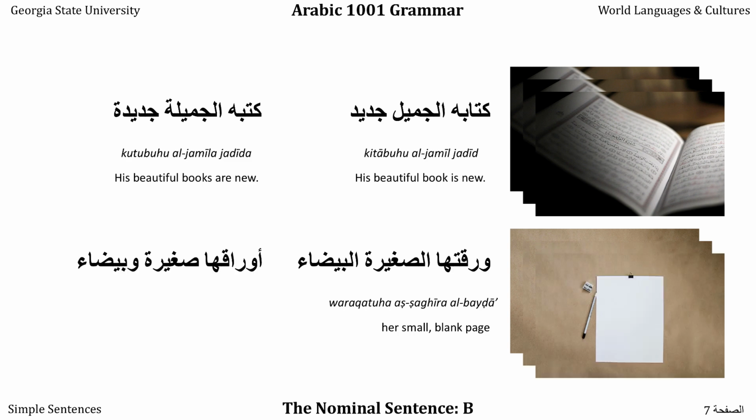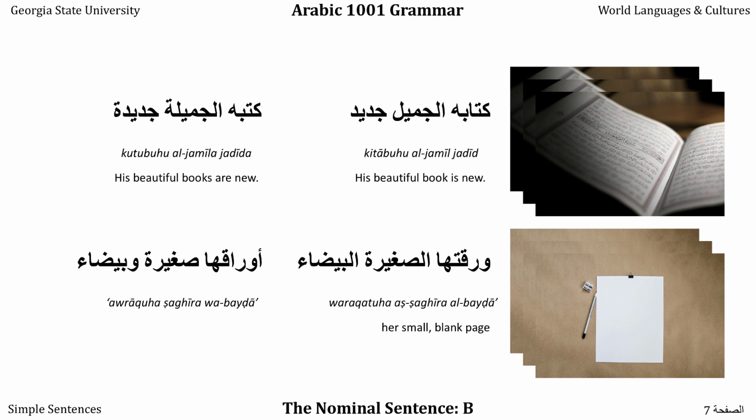If we make them plural, we're going to change waraqatuha to awraquha. So just take the plural noun, add the same possessive suffix. And now, just for kicks, we've made both saghira and bayda indefinite. So this makes it a sentence.